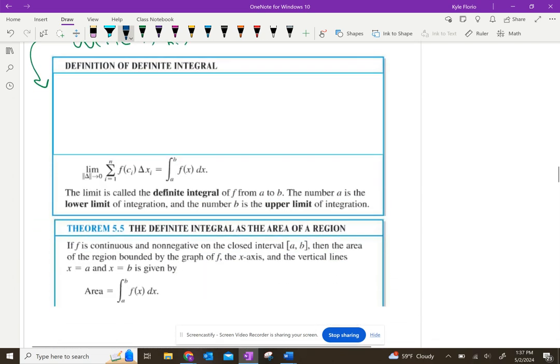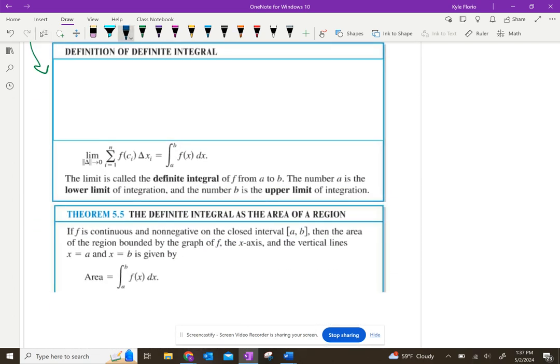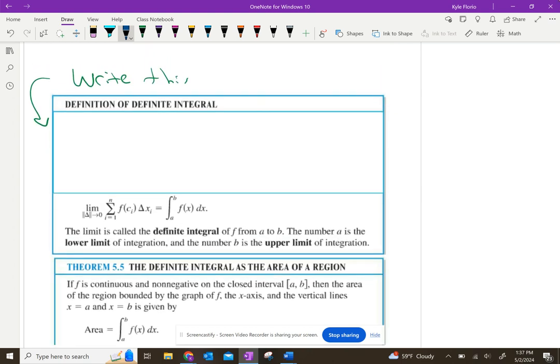So that's where this definition of a definite integral comes from. This is almost exactly our definition of area under a function before. Instead of taking the number of rectangles as n goes to infinity, we're going as the width approaches 0. We take the height and the width, multiply them together, and then sum them all up. What we call that number is the definite integral of a function from a to b. So right here, the limit is called the definite integral of f from a to b. The number a is the lower limit of integration, and the number b is the upper limit of integration.